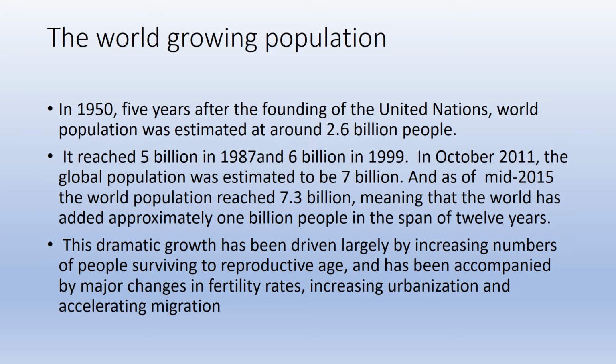All right, it says here the dramatic growth has been driven largely by increasing numbers of people surviving to reproductive age, which means it relates to the process of reproduction. The people are growing, and they survive past babyhood. It has been accompanied by a major change in fertility, right? So the fertility rate is improving in some areas of the world and declining in others. For example, in Asia and Africa the fertility rate is really high, but in Europe and North America it is declining for some reason we don't know yet.